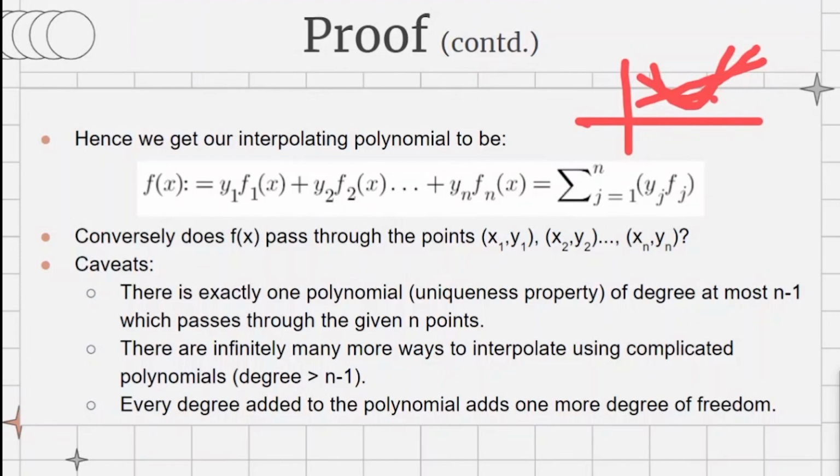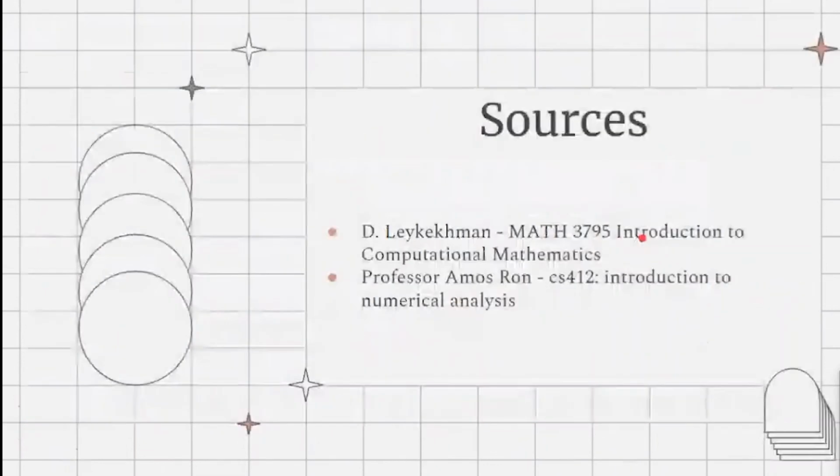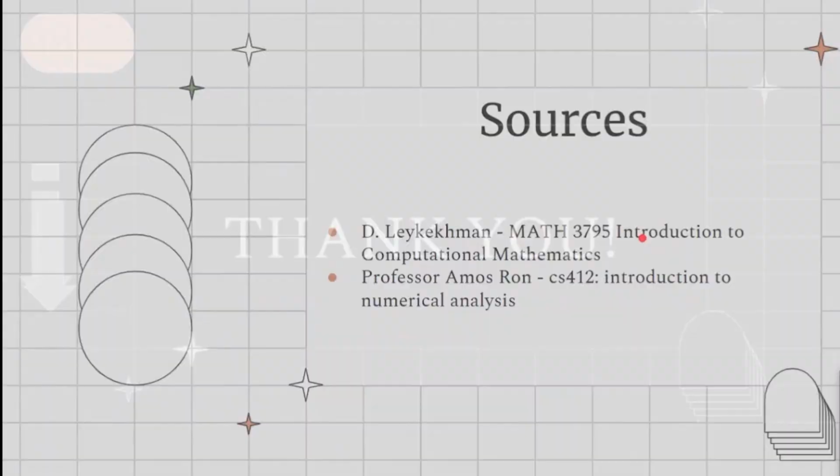And why are we able to do this? Because every degree that you add to the polynomial adds one more degree of freedom. It adds one more way of how you could manipulate that polynomial. So we have proved our theorem, and we've come to the end. These are the resources that we had to go through, and thank you.